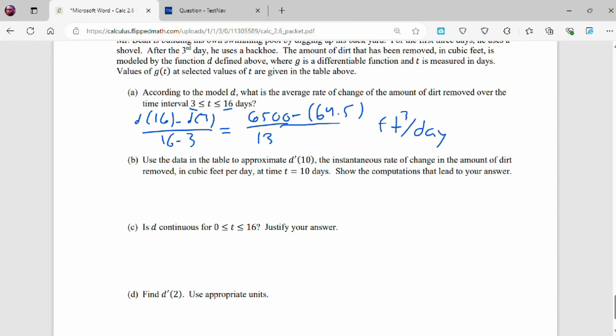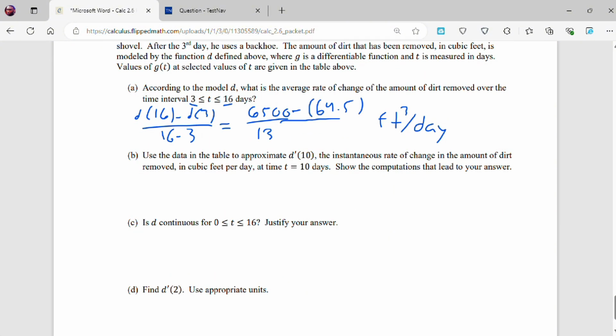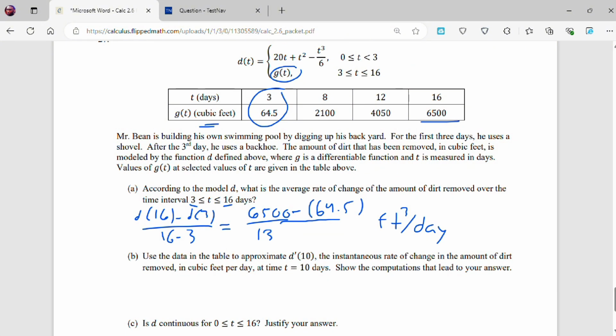Cubic. Okay. Use the data in the table to approximate D'(10), the instant rate of change in the amount of dirt removed in cubic feet per day at time t equals 10 days. Now, if you guys remember, we did this a couple lessons ago, approximating derivatives using tables. We're going to use the point in between two intervals. So 10 is 2 from the right of 8 and 2 from the left of 12. It's right in the middle of the interval 8 to 12, so we're going to use 8 and 12.